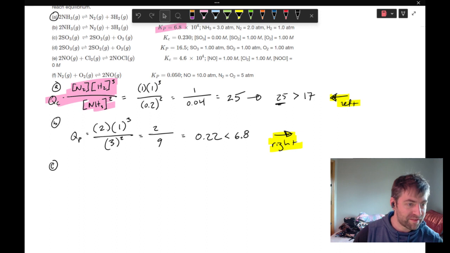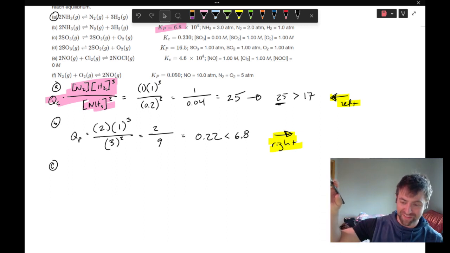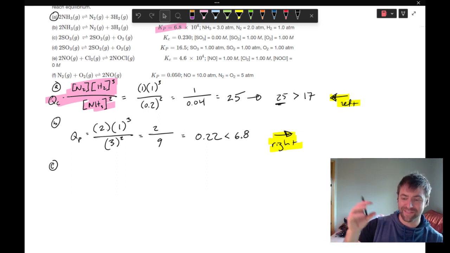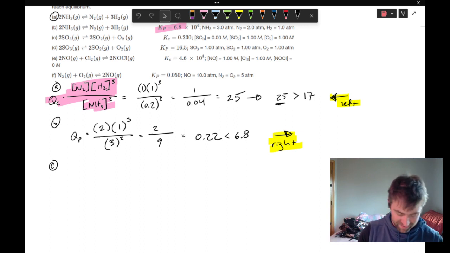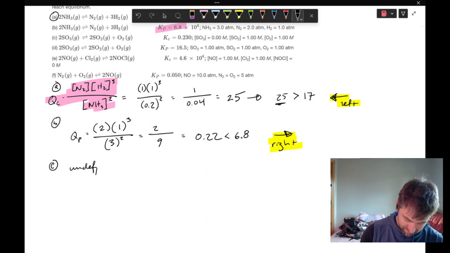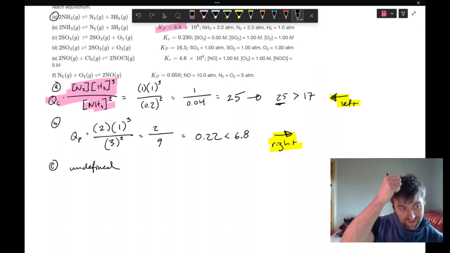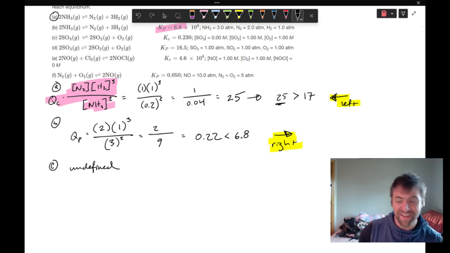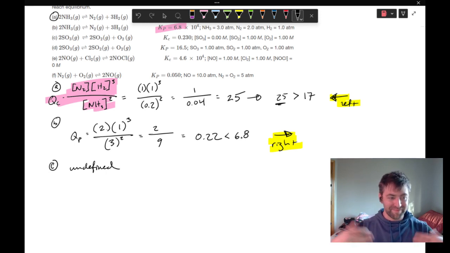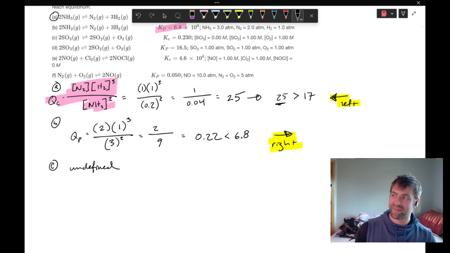For C, we have a concentration of SO3 of 0. It's a reactant, so it's going to be in the numerator of our fraction, of our equation, and 0 divided by anything is undefined. So what does it mean for it to be undefined? Mathematically, if you understand the math well enough to look at that and know that it means it's going to push it towards the left, great.